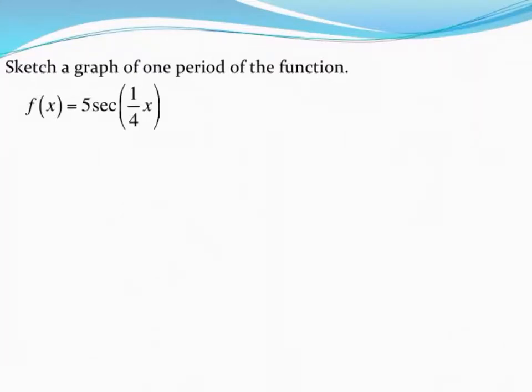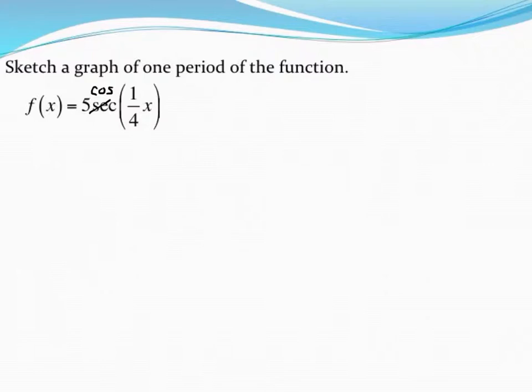In order to graph one period of a secant function, I'm going to follow a very similar process to what we did when we graphed a cosecant function. So hopefully you're somewhat familiar with that process if you've watched the other videos. It's going to begin by actually graphing the reciprocal function. So the reciprocal of secant is cosine. So I'm going to begin this problem by graphing 5 times the cosine of 1/4 x.